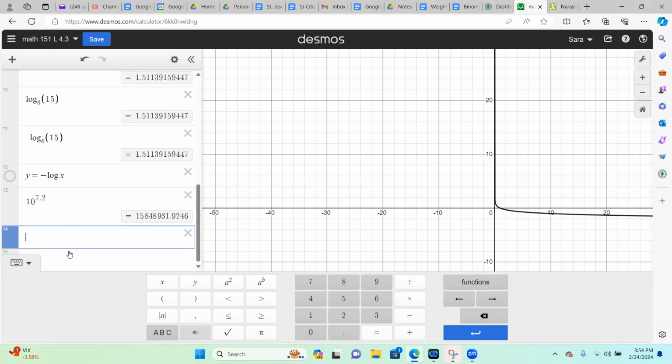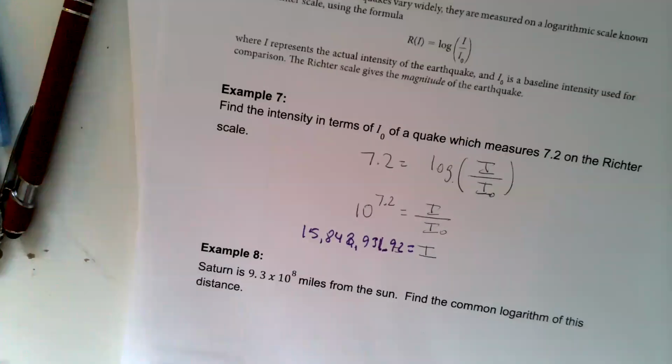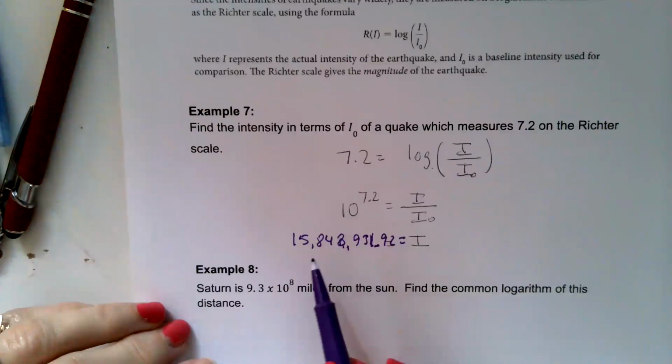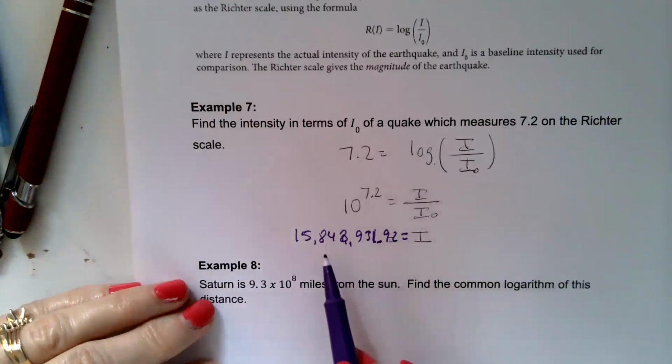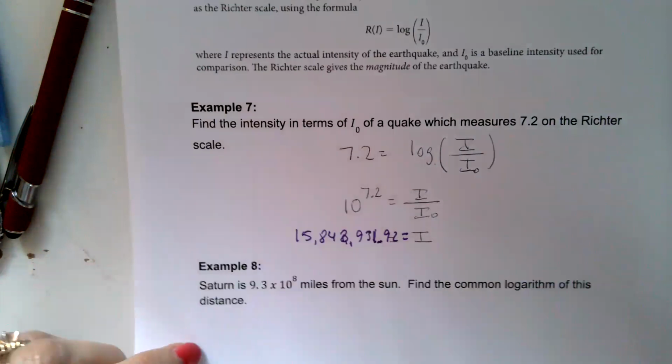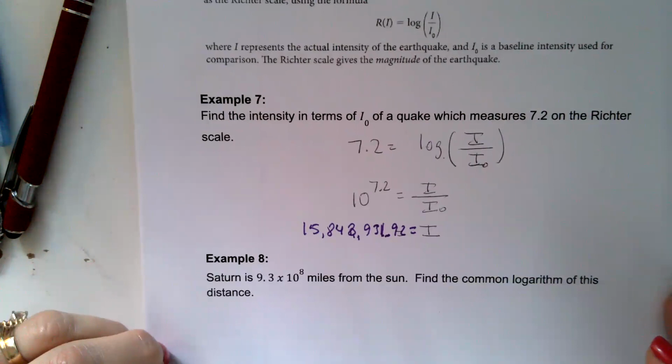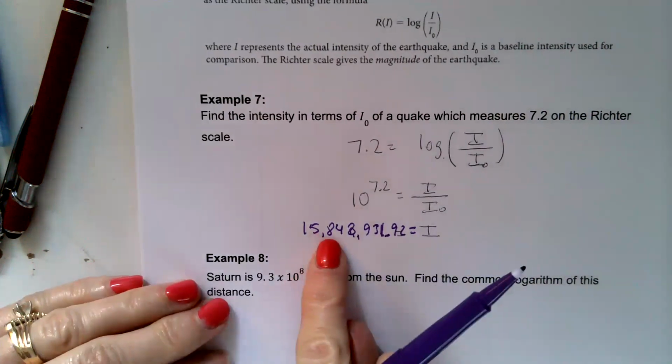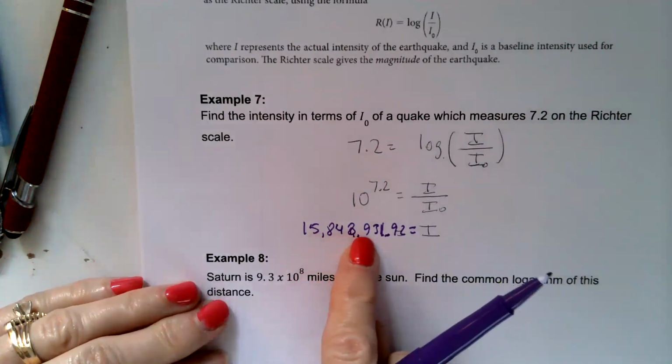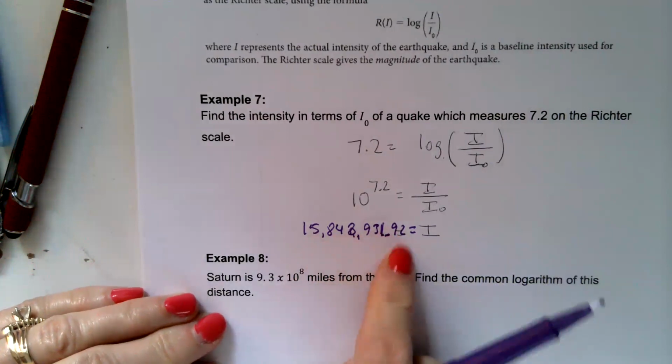It is 15,848,931.92. It is 15 million times bigger than the base earthquake. So it's pretty strong. That's 15,848,932, almost 2 times bigger.